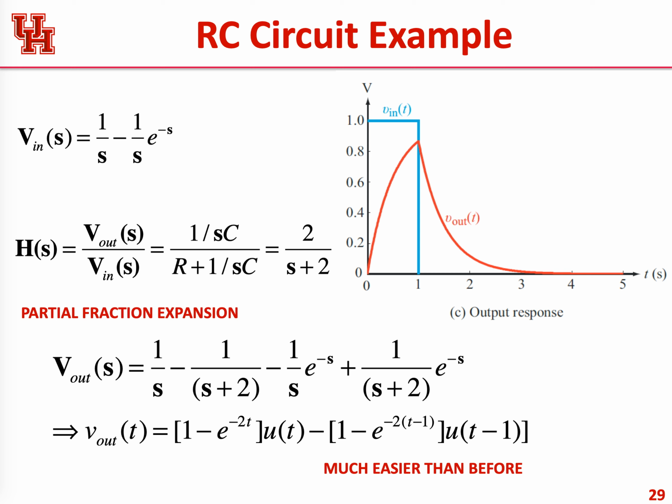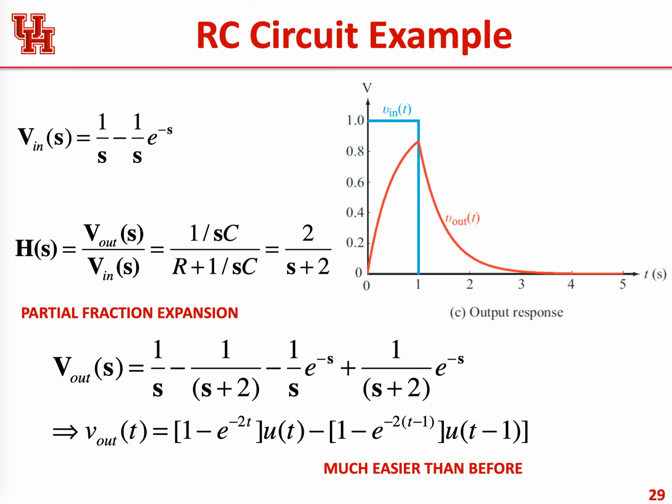So if I expand this out, this is going to give me 1 over S minus 1 over (S plus 2) minus e to the minus S over S plus e to the minus S divided by (S plus 2). Now I can inverse Laplace transform this one term at a time. So 1 over S is just u(t). This is going to be e to the minus 2t u(t). Minus, there's a delay here, so I'm going to just take u(t) and delay that by 1.